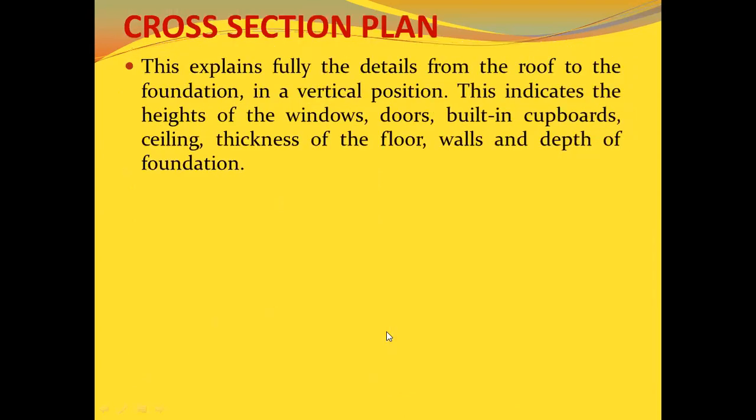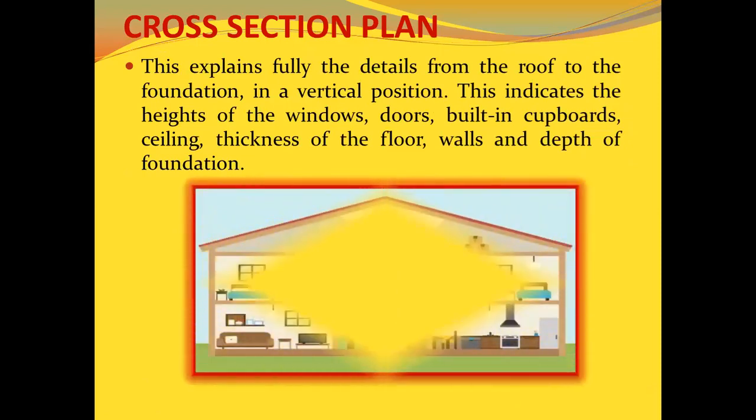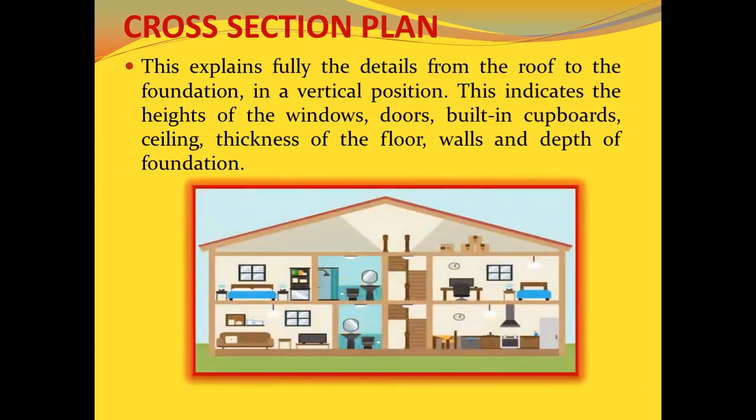Next is the cross-sectional plan. This explains fully the detail from the roof to the foundation in a vertical position. This indicates the height of the window, door, built-in cupboards, ceiling, thickness of the floor and wall, and depth of the foundation. This is about the cross-sectional plan. The picture shows a cross-sectional view of all the things: the bedroom, the closets, the living room, the kitchen, etc.